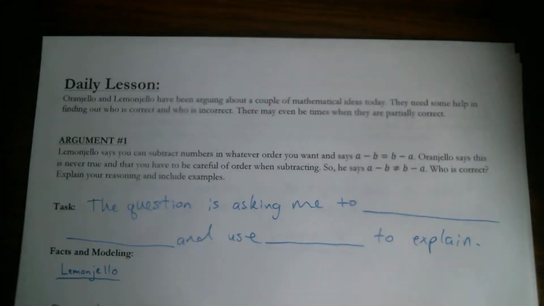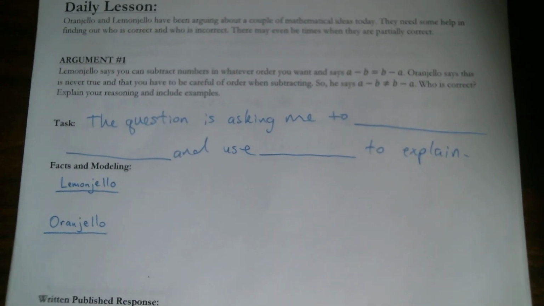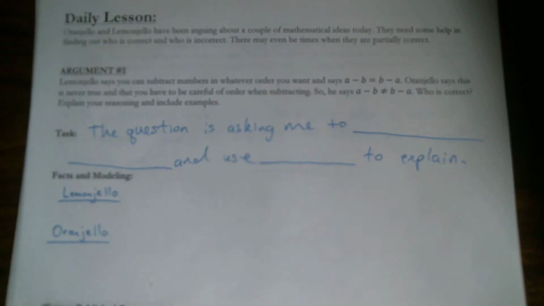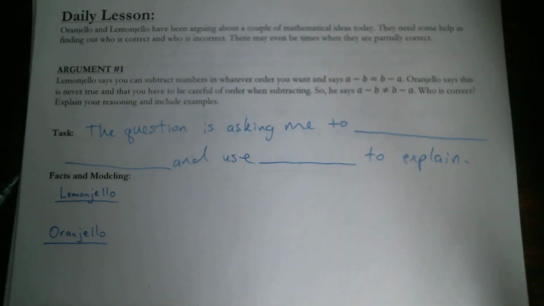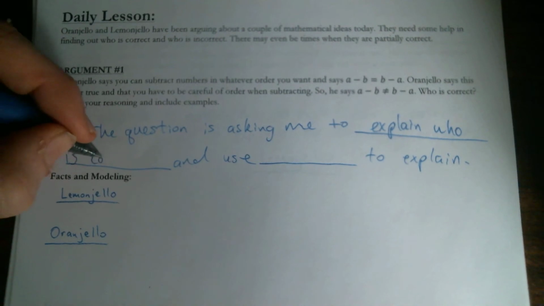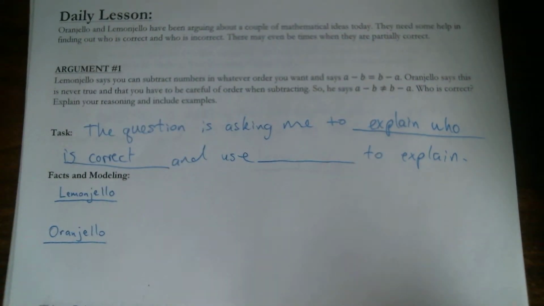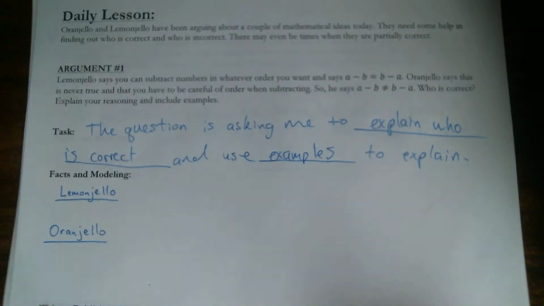So our goal today is to use our writer's CFS to think about this as deeply as we can and then write about it as best we can. So first, let's think about the task. We need to identify the task and then respond with complete sentences. So the question is asking me to, well, what's it asking me to do? Look back through it, find a question mark or some other things, and it says, who is correct? Explain your reasoning and include examples. So it's asking me to explain who is correct and then use what to explain? Use examples to explain.